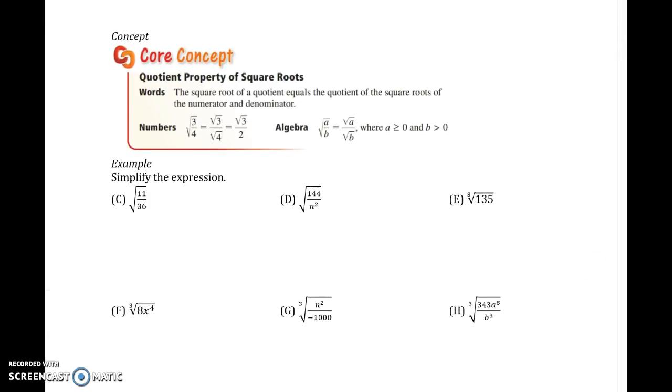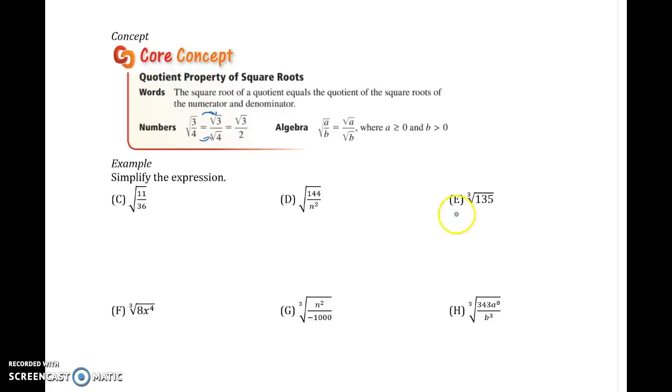So this quotient property of square roots is actually pretty simple. You'll see if we have a square root of a fraction, all you do is basically split off that square root onto the top and to the bottom. That way we can simplify that. And then the tricky thing here is make sure we don't have any square roots in the denominator at the end. That's what we have to be careful of.